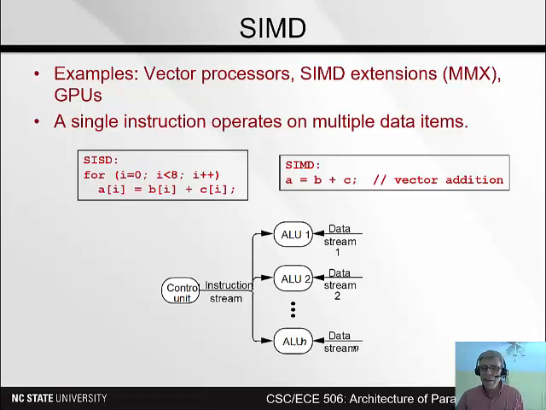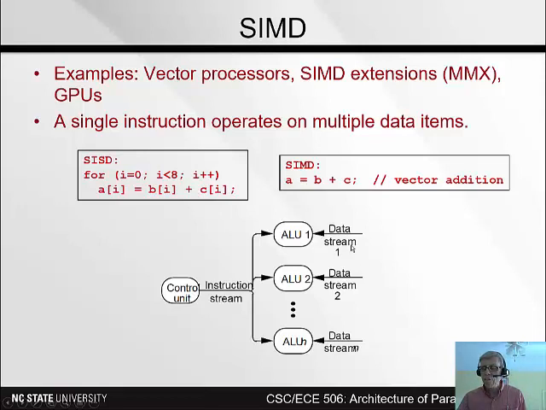So in a SISD machine, for example, if you had a loop going from i equals 0 to 7 and adding B sub i and C sub i to get A sub i, in a SIMD machine, you just have A equals B plus C and do a vector addition instruction. It would add all of the data items at the same time.